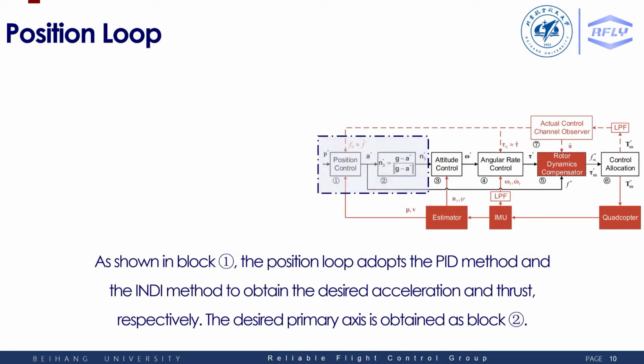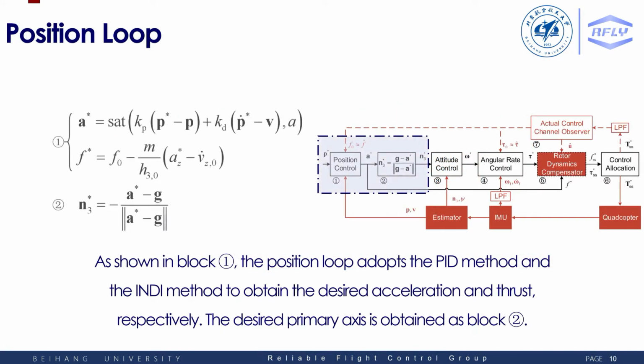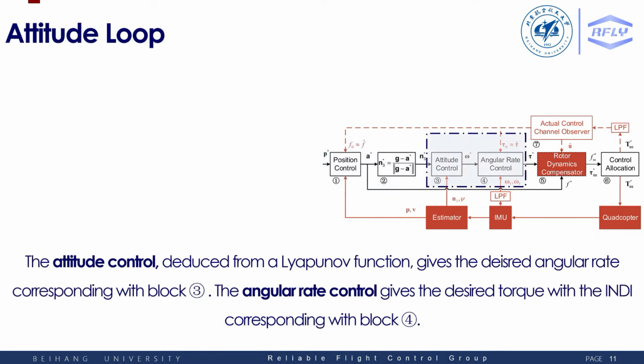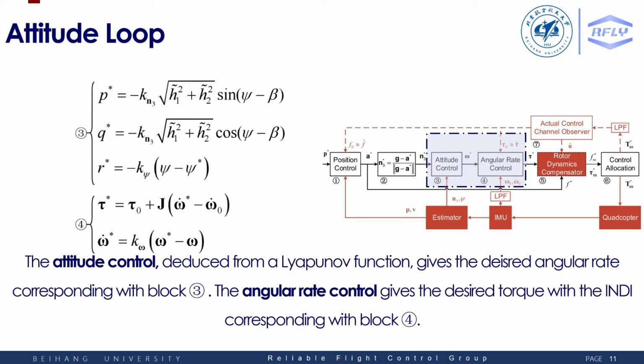As shown in Block 1, the position loop adopts the PID method and the incremental nonlinear dynamic inversion method to obtain the desired acceleration and thrust, respectively. And the desired primary axis is obtained as in Block 2. In the attitude loop, the attitude control, deduced from a Lyapunov function, gives the desired angular rate corresponding with Block 3. The angular rate control gives the desired torque with the incremental nonlinear dynamic inversion method corresponding with Block 4.